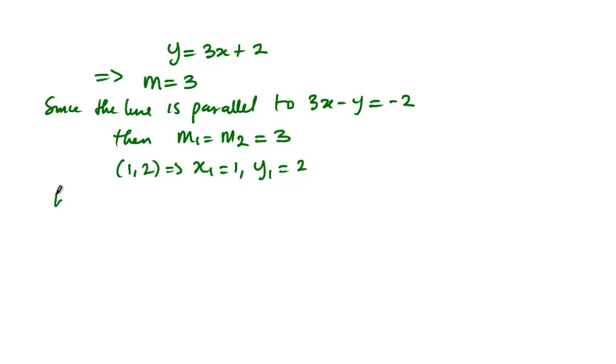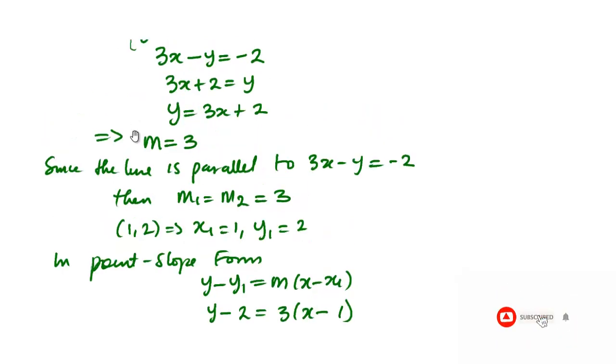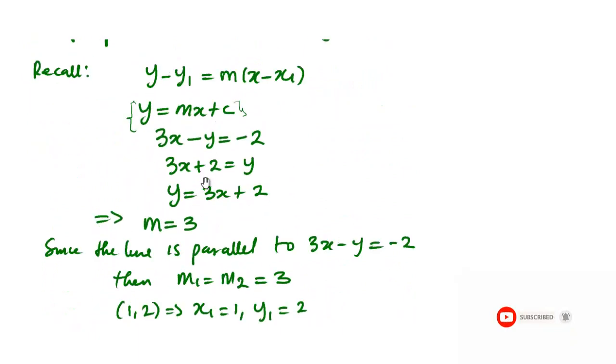So in point slope form, we have y minus y1 equals m into bracket x minus x1. So we have y minus 2, what is our y1, that is 2, equals m, that is 3, into bracket x minus x1, that is 1. So that is the answer to that problem: y minus 2 equals 3 into bracket x minus 1. So we now want to look at when it is perpendicular.